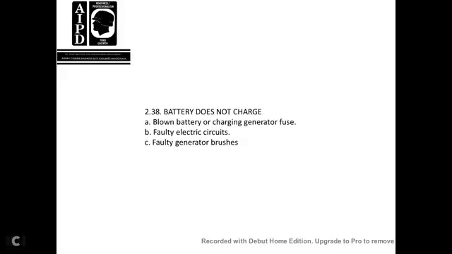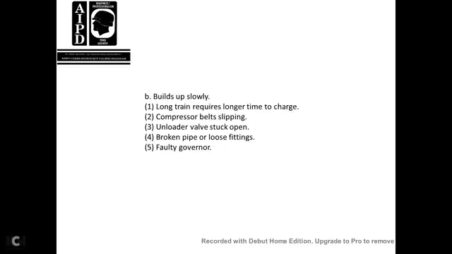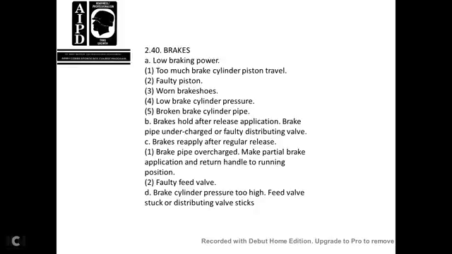238, battery does not charge: blown battery or charging generator fuse, faulty electrical circuit, faulty generator brushes. 239, air pressure does not build up: main reservoir drain valve is open, brake pipe angle cock is open, pilot valve stuck open, unloader valve stuck open, compressor belt slip or a broken valve, faulty compressor. B, building up slowly: long trains require a long time to charge. 2, compressor belt slipping, unloader valve stuck open, broken pipe and loose fittings, faulty governor.